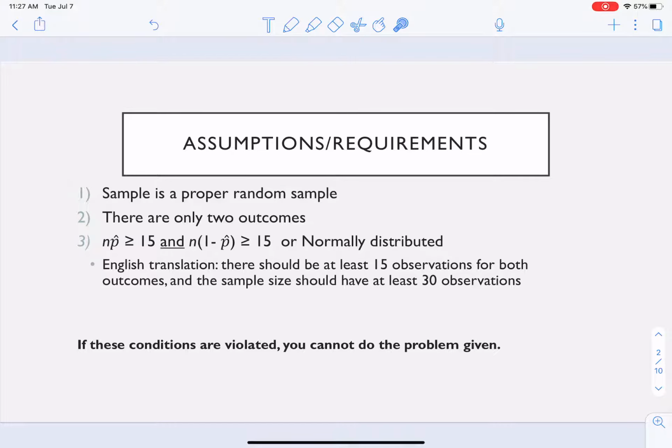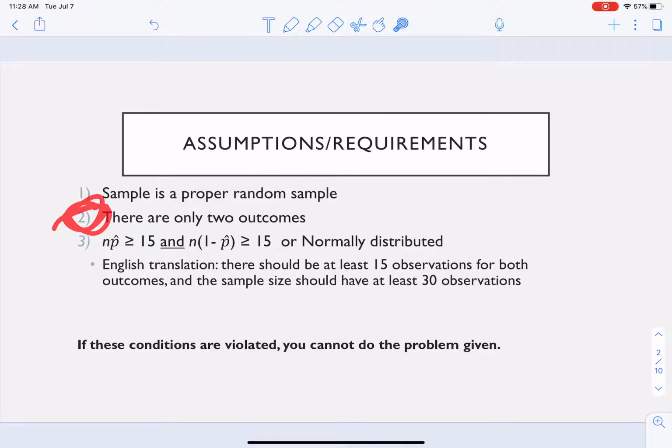Before we get into the actual example, we've got three requirements that we have to make sure are there to do this. The first two we've talked about before. Samples, whatever we're measuring, are typically given as properly, adequately random. You can pretty much always assume that in this class. But in the real world, this is always something you have to check into. You want to make sure there's no bias.